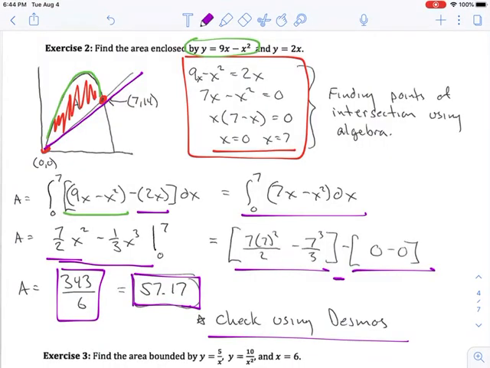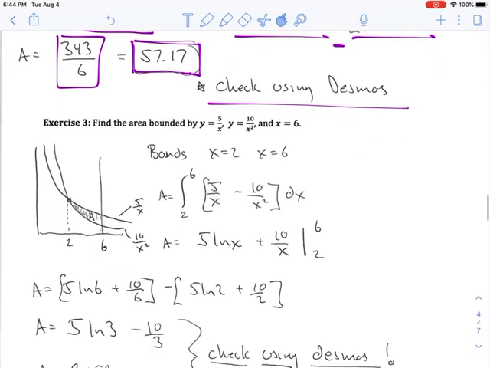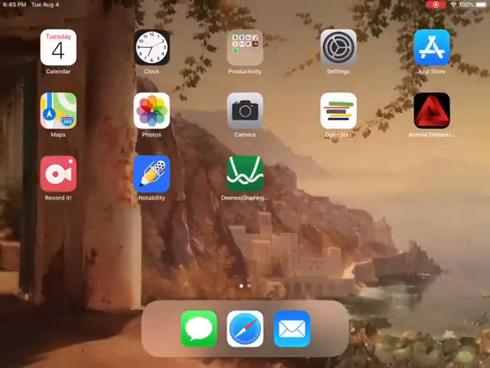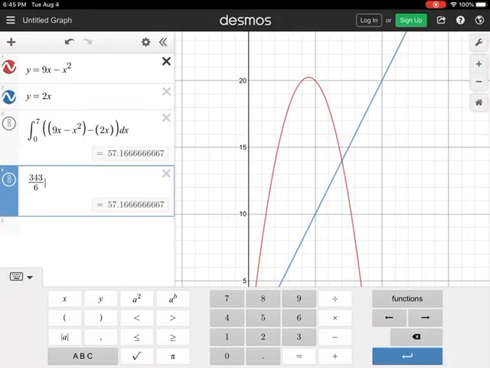The last problem I want to do in this set of notes is exercise number 3. Find the area bounded by y equals 5 over x, y equals 10 over x squared, and x equals 6. So go to Desmos, graph all of these. So let's do that. Let's get rid of all this.